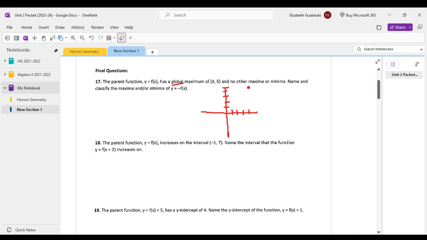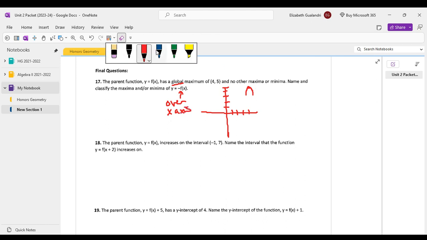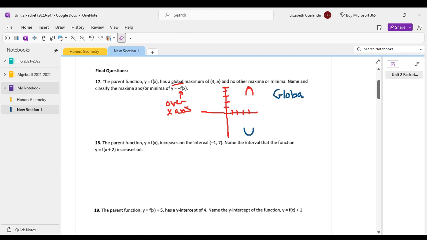Name and classify the maximum or minimum of y equals negative f of x. So negative f of x flips it over the x-axis. So it reflects it over the x-axis. Then that means that this that started like that has now become kind of a right side up U down here. And so my maximum or minimum, and I'm classifying it, is going to now become a global minimum, and it's going to be at the point (4, -5). So it stayed 4 units over, but it went down 5 units. And so that's what my new one is going to be.